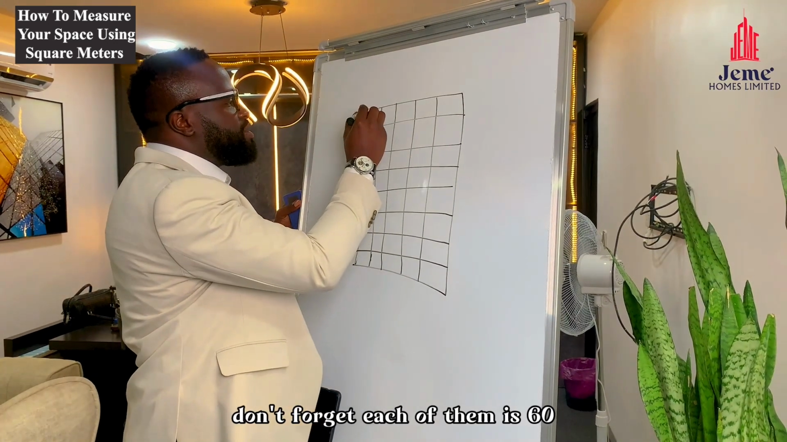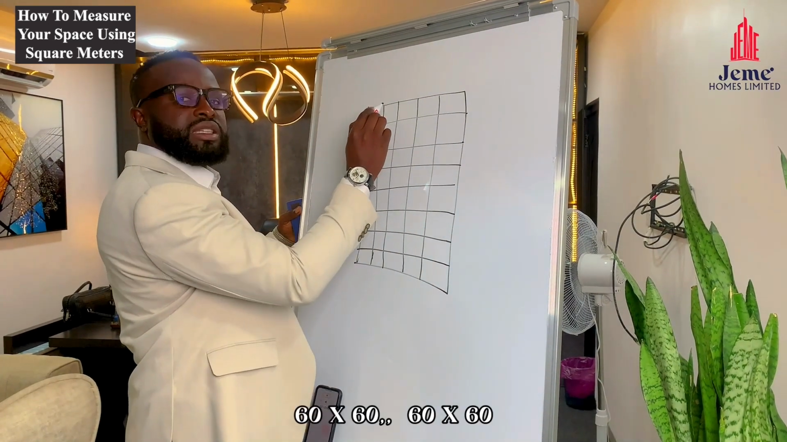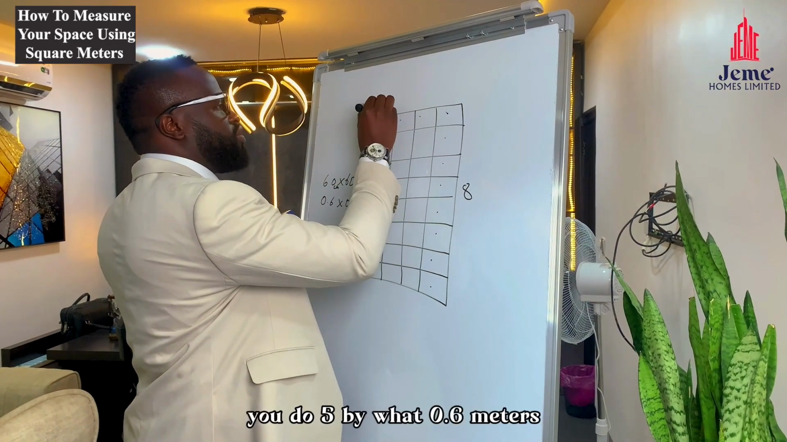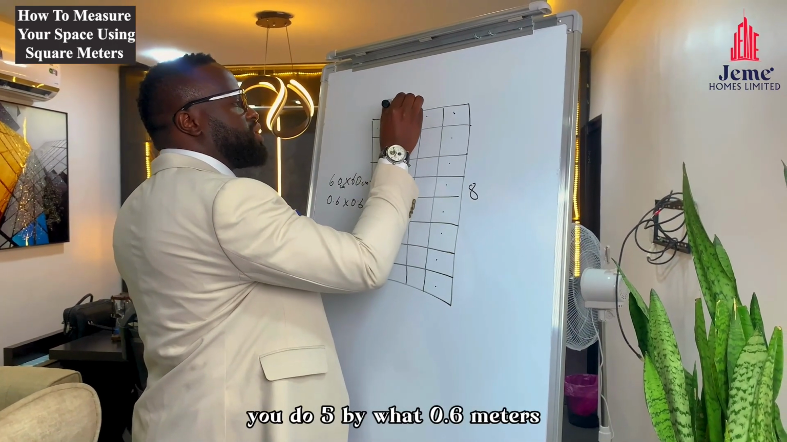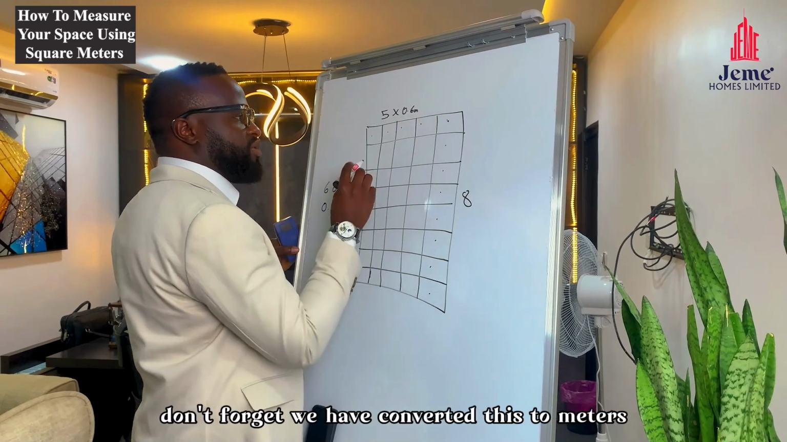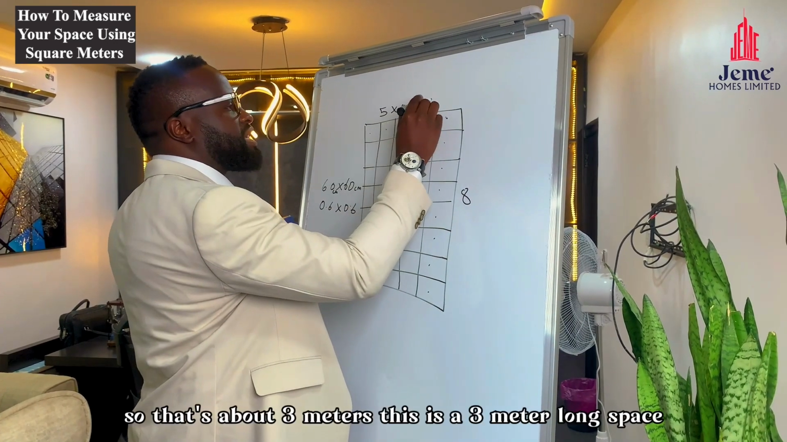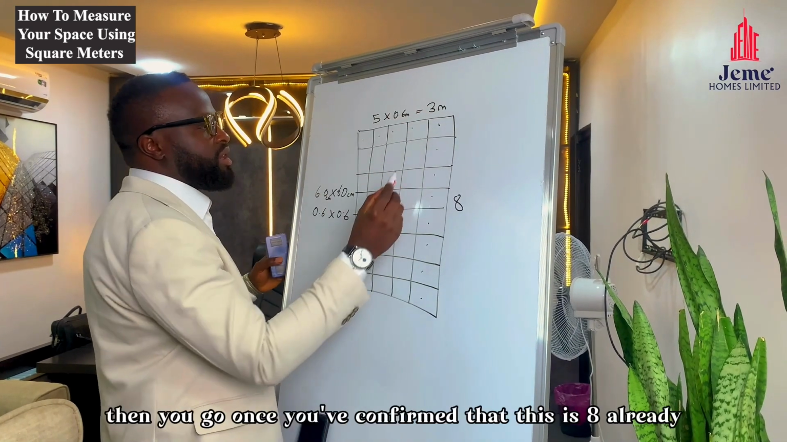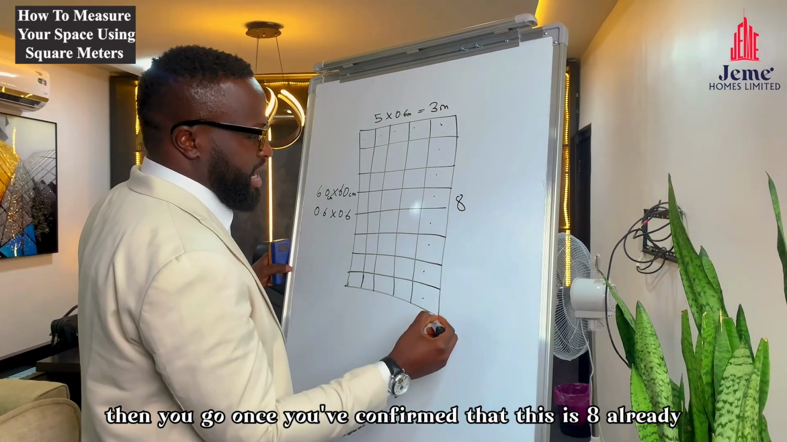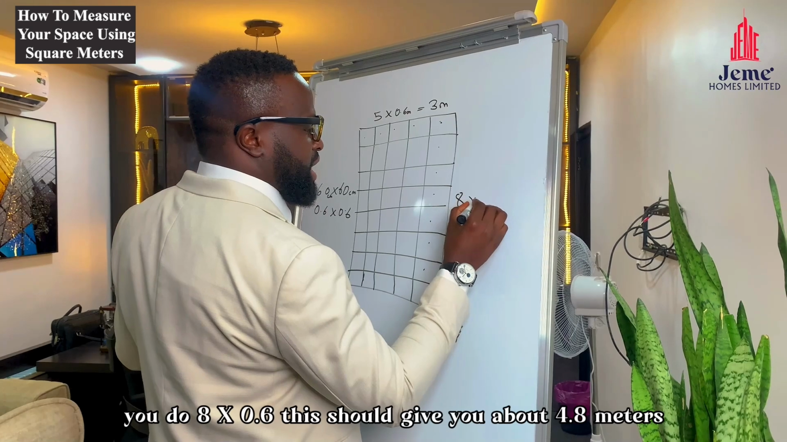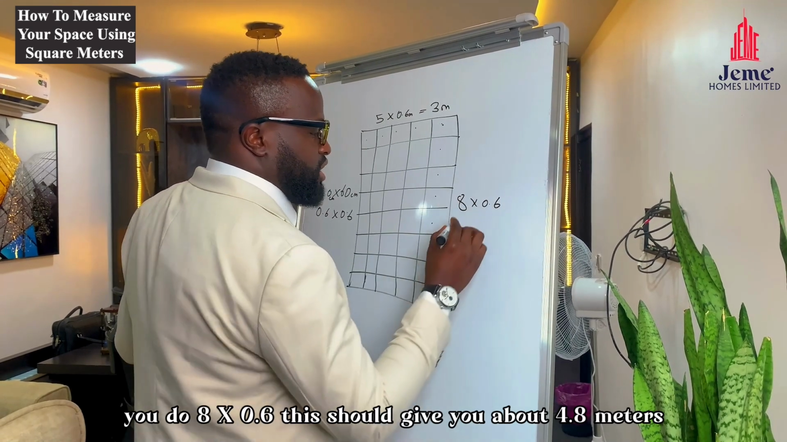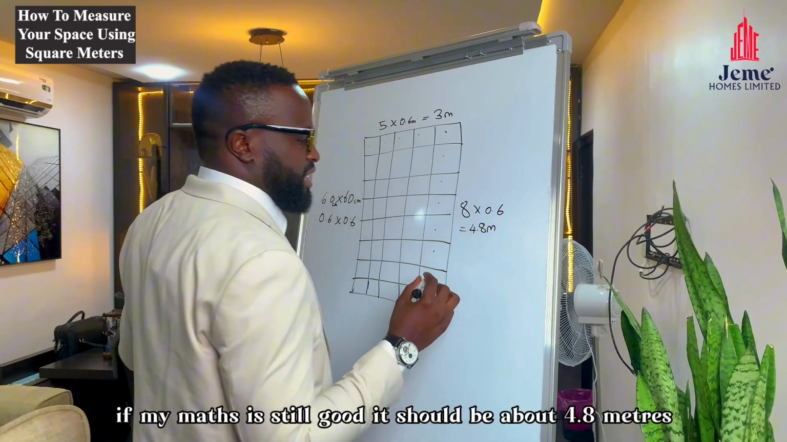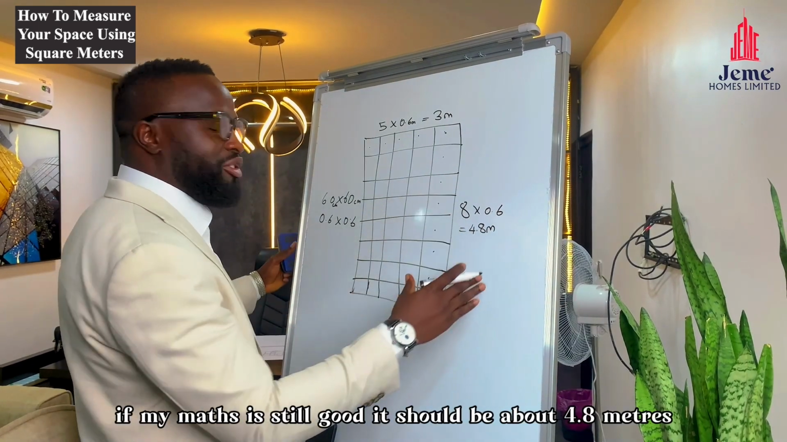Don't forget, each of them is 60 by 60. So this is 1, 2, 3, 4, 5. You do 5 times 0.6 meters. Don't forget, we've converted this to meters. So that's about 3 meters. This is a 3 meter long space. Then once you've confirmed that this is 8 already, you do 8 times 0.6. This should give you about 4.8 meters, if my math is still good.